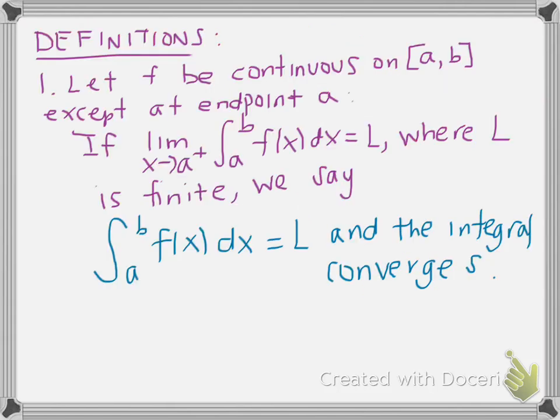Okay. So now just some definitions. You might want to pause and write this down because I'm just going to go over it fairly quickly. So let f be a continuous function on [a, b], except at the endpoint a. If the limit as x approaches a from the right of the integral from x to b of f of x dx equals L, where L is finite, we say that the integral from a to b of f of x dx equals L, and the integral converges. Okay, so that's our first definition.